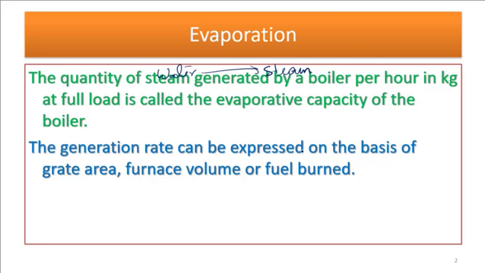The factors are grate area, furnace volume, and the fuel burnt. If the fuel burnt is more, then the heat produced will be more. If the furnace volume is more, there is more scope of heat transfer from the furnace, or there will be more air supplied to the furnace, and the grate area accommodates more fuel, so more heat will be generated, therefore more steam can be generated.